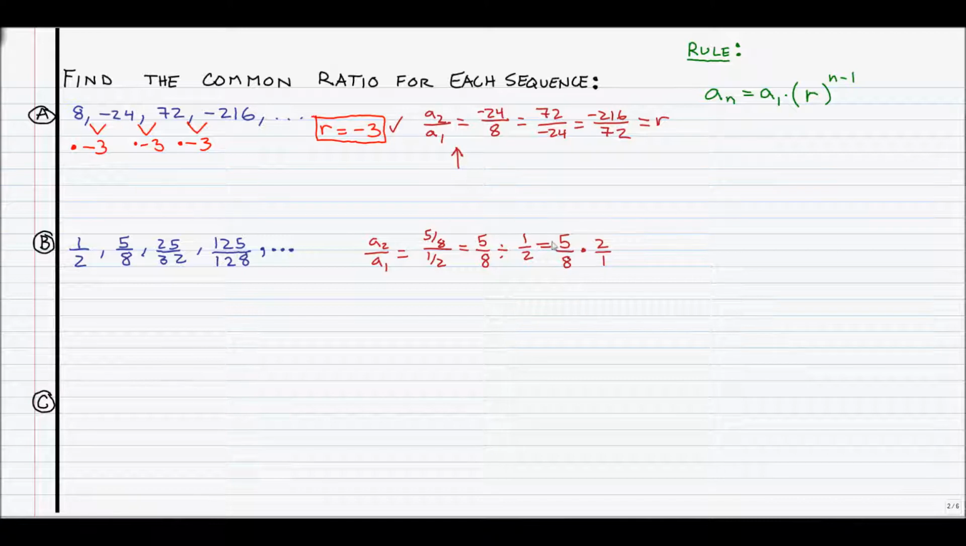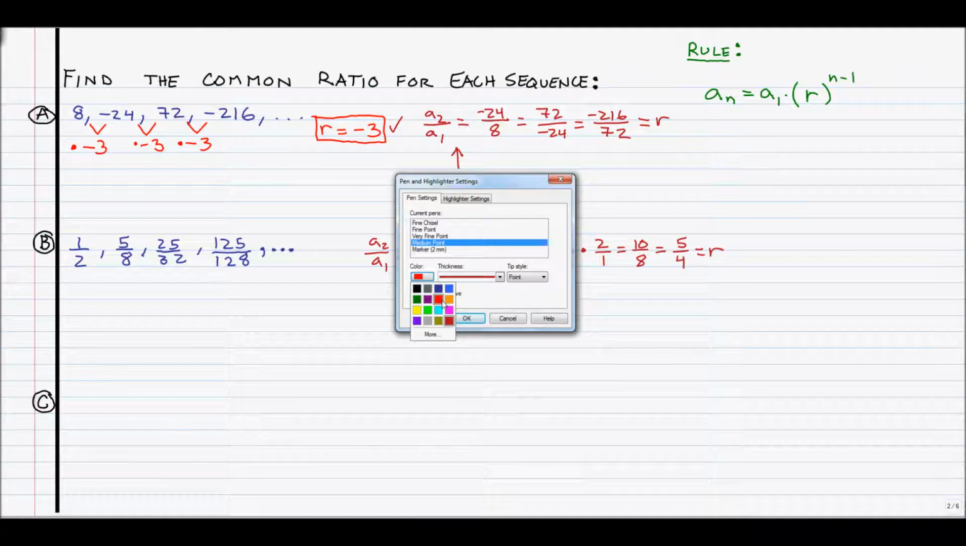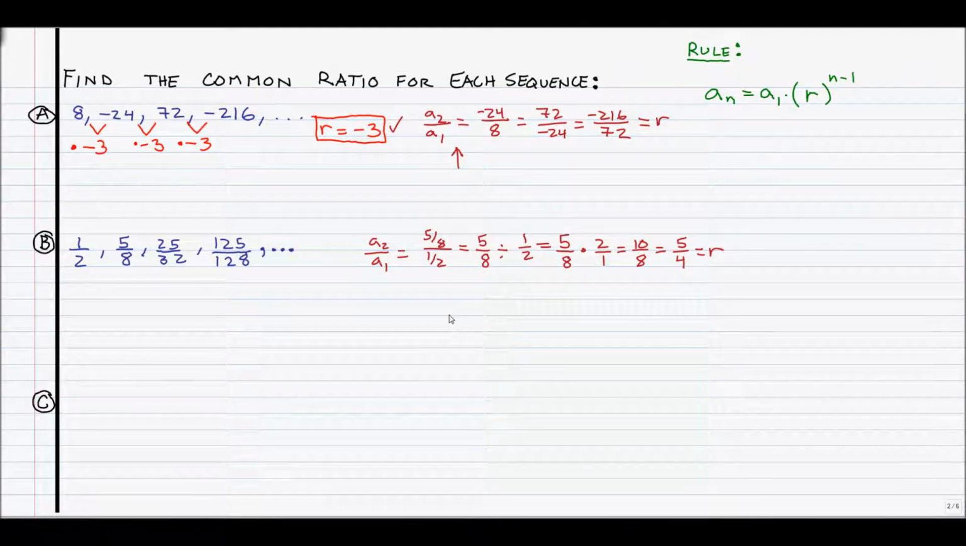We get this. 5 over 8 divided by 1/2 is 5/8 times 2 over 1. We took the reciprocal of the second one and changed it to multiplying. And then finally, it looks like our ratio between those first two terms is going to be 10 over 8, which simplifies to 5 over 4. So it would appear that 5 over 4 equals r. The question is, does 5 over 4 actually equal r? Or was this just one of those mirages? Are we maybe seeing things?